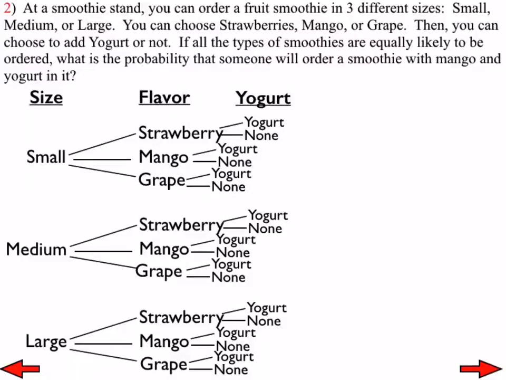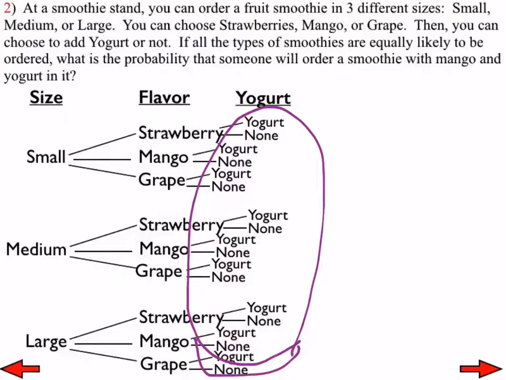The question here is, if all types of smoothies are equally likely to be ordered, what is the probability that somebody will order a smoothie with mango and yogurt in it? Well, we can see over here that we have 18 total, and I didn't circle the last none down there. There we go. We have 18 possible outcomes.